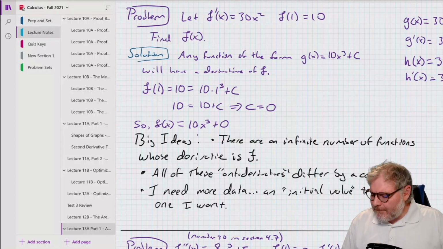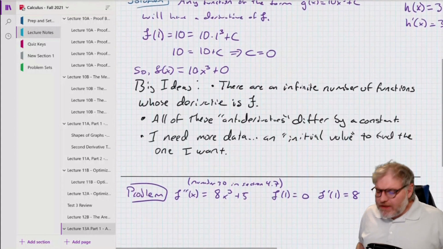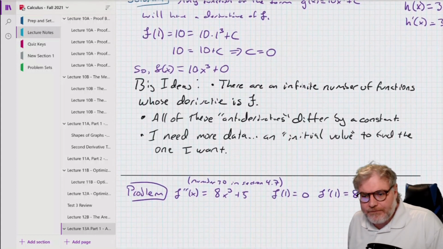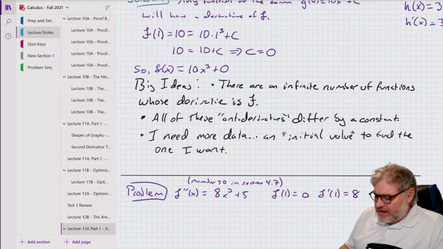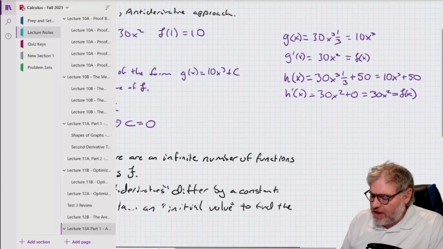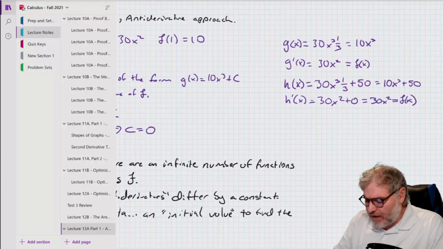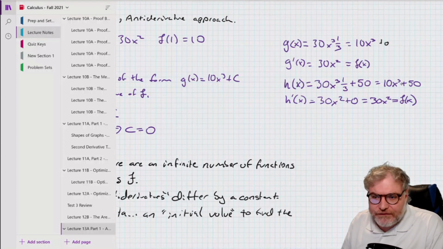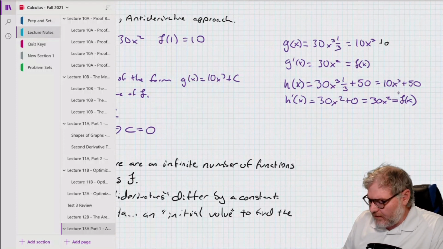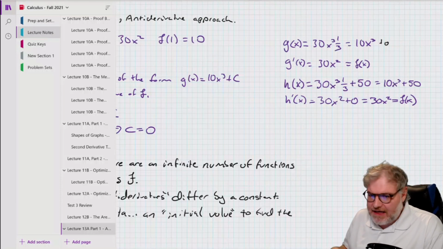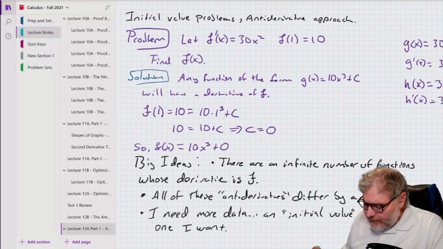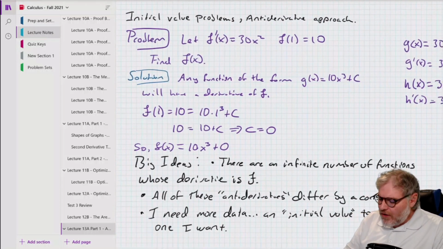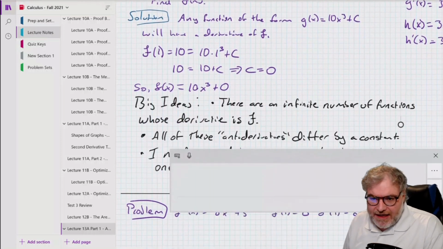So here are the three big ideas. There are an infinite number of functions whose derivative is f. All of these, we'll call them antiderivatives. They differ by a constant. So again, I had g of x equals 10x cubed plus 0. h of x equals 10x cubed plus 50. All of these have the same derivative, right? Because they differ by a constant. A constant, when I take its derivative, is just 0. So there are an infinite number of functions whose derivative is f.